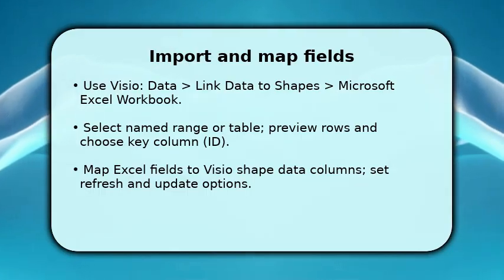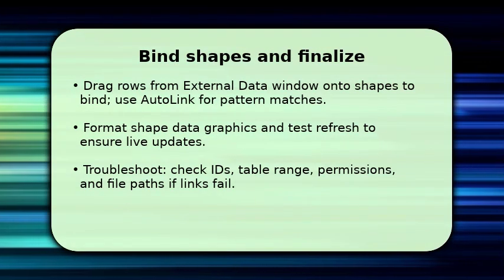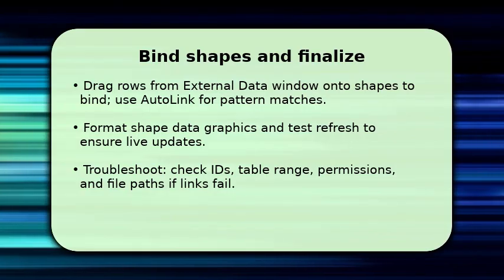You finish by binding rows to shapes and verifying the link. Drag a row from the External Data window onto a shape to bind it, or use auto link rules for bulk matching based on the ID column.